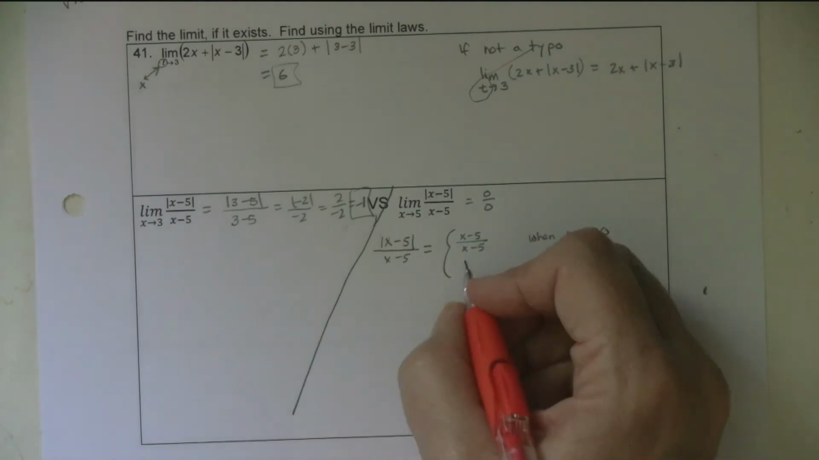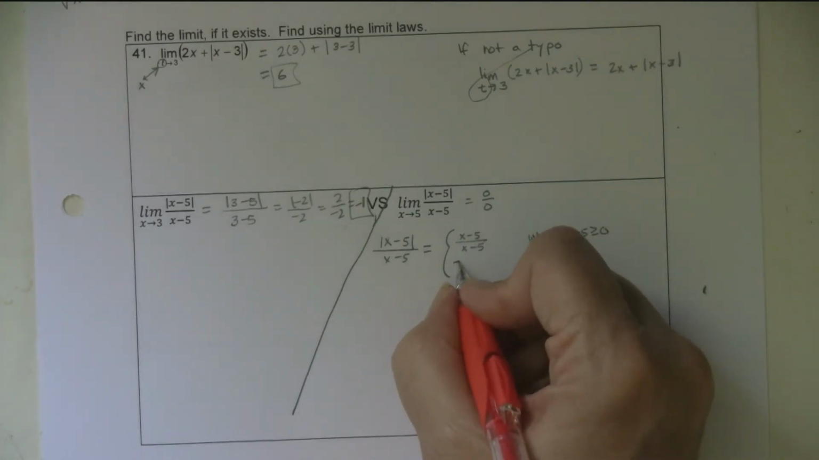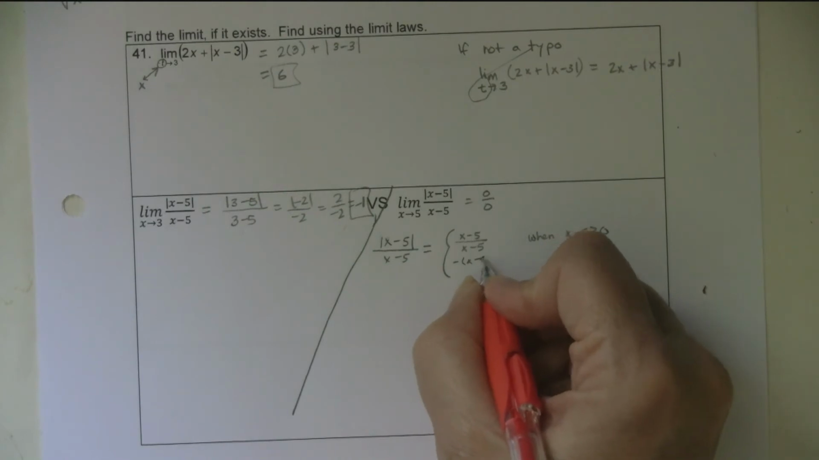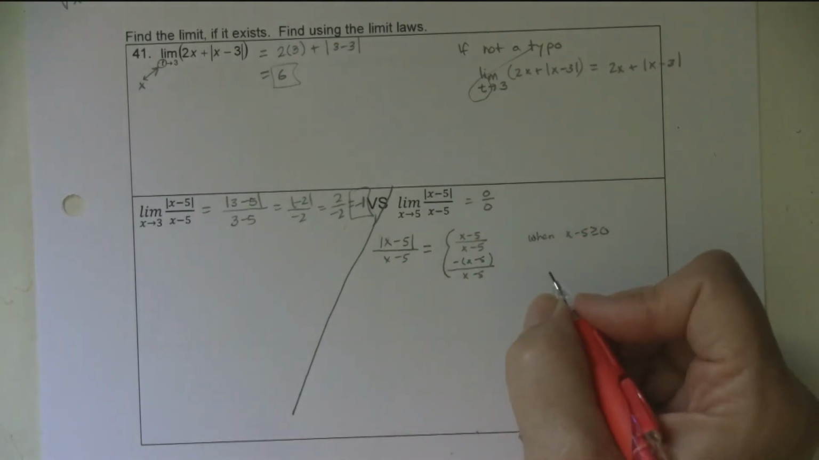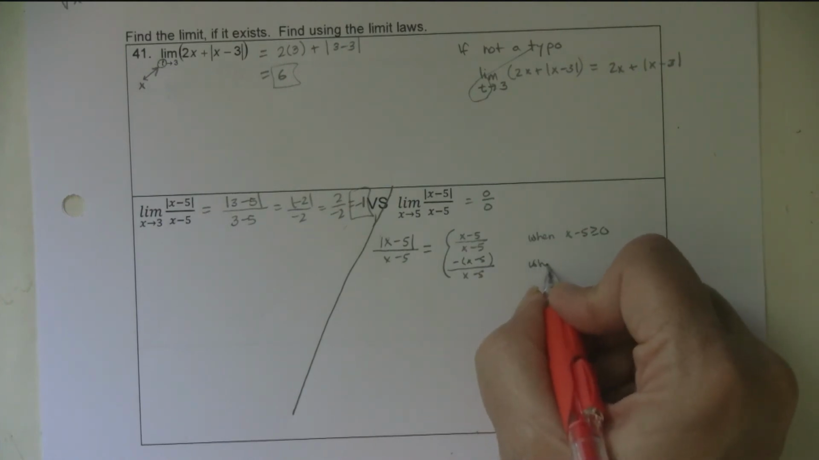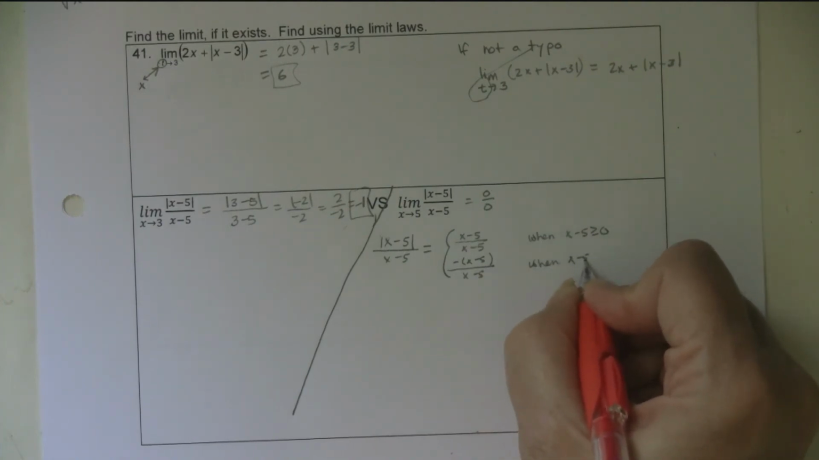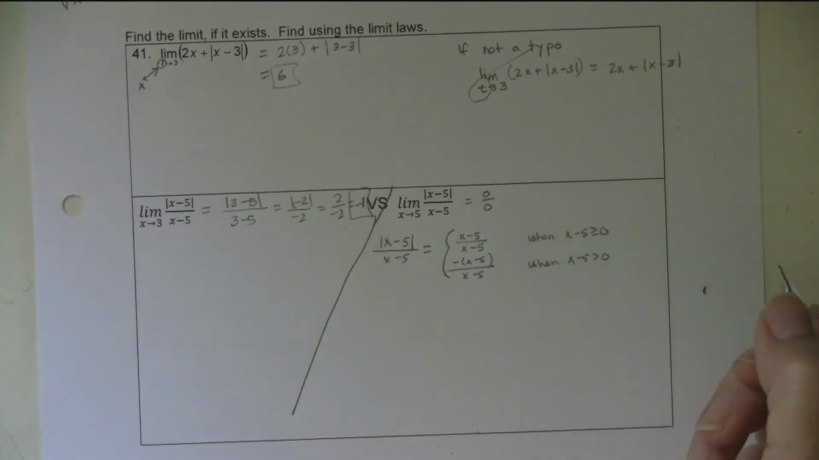I'm going to clean this up. And then the other time is the opposite of x minus 5, right? Over x minus 5, the denominator just came along for the ride. And this is when x minus 5 is less than 0.